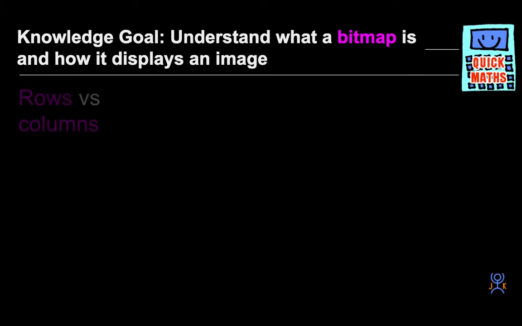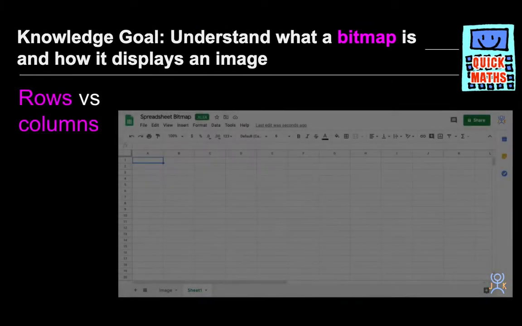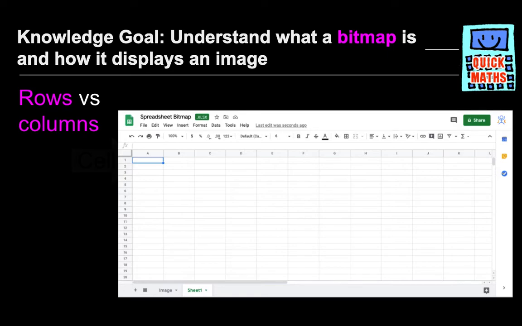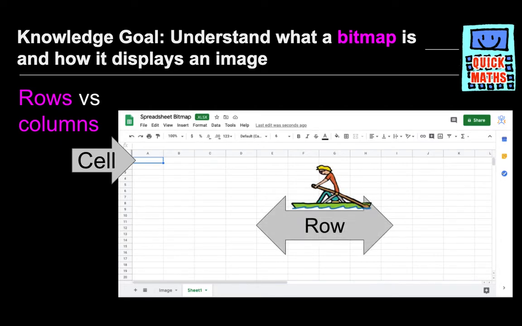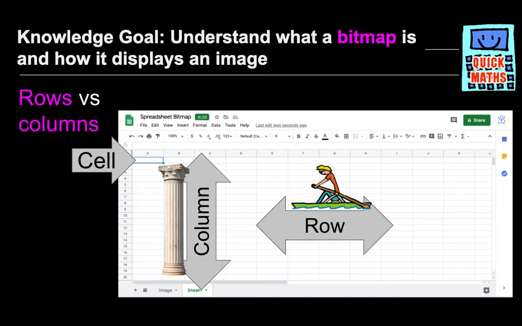So, quick bit of maths. Rows versus columns, just to clear this up. That's a cell, or in our case a pixel. That's a row going horizontally, with the little rowing guy just to maybe help you out. A column, so I think that's Winston Churchill's column, but it's going vertically, so that's a reminder of how columns go.